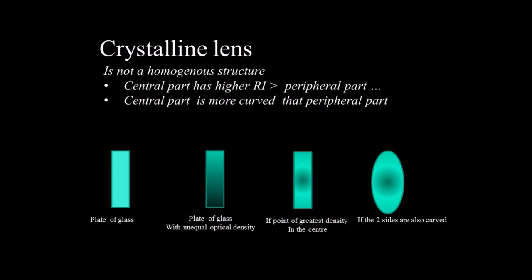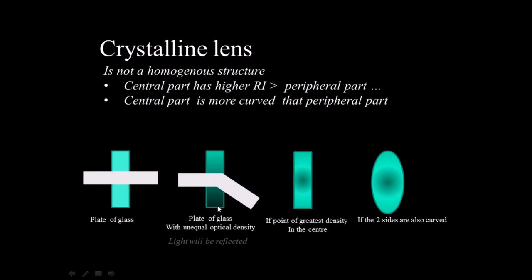If we come to the crystalline lens, it is not a homogeneous structure. It has a central part with a higher refractive index than the periphery, and also the central layers are more curved than the peripheral layers. In optics, if you have a parallel plate of glass, rays will come through unaffected and continue the same path. On the other hand, if you make this glass with higher density in an area rather than the other one, then rays will be refracted toward this area. If you make the denser area in the center, then the rays will be focused to a point.